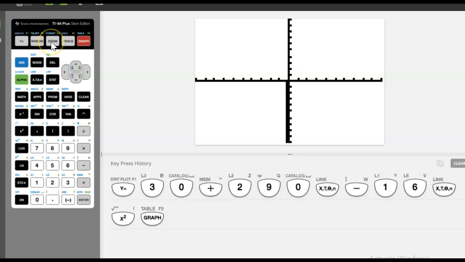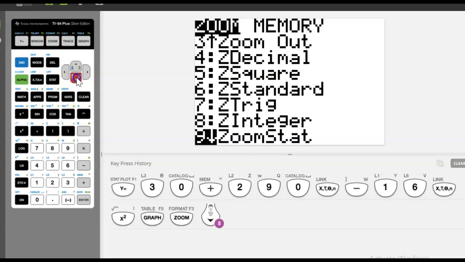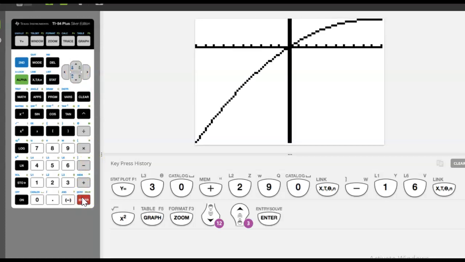I need to change my zoom because this is the standard zoom. It won't show us what we need to see. So I'm going to press zoom and 0 because I want to tell the calculator I want you to fit what I'm trying to see on the screen. So zoom 0, press enter, and now we can see our graph.